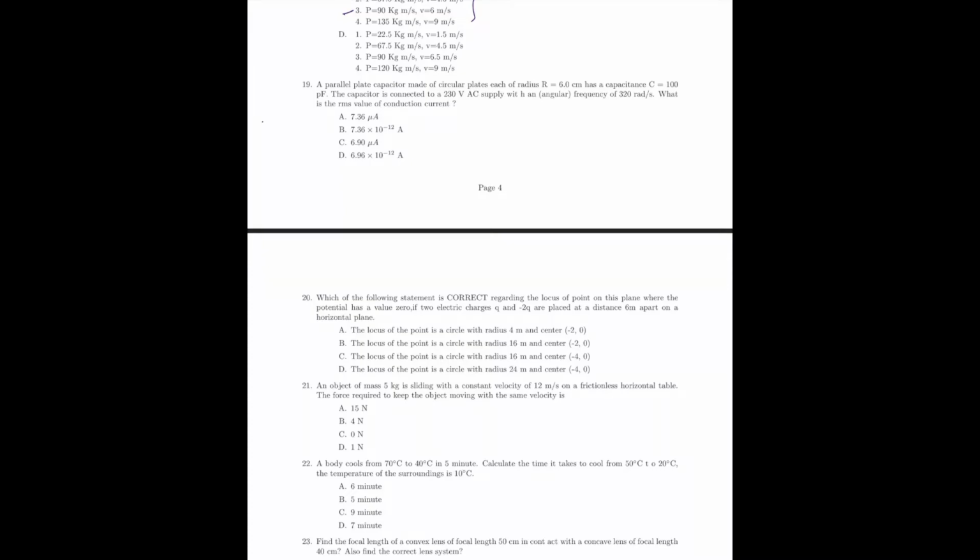It is given that a parallel plate capacitor made of circular plates, each of radius 6 cm, has a capacitance of 100 picofarad. The capacitor is connected to a 230 volt AC supply with an angular frequency of 320 radian per second. What is the RMS value of the conduction current?